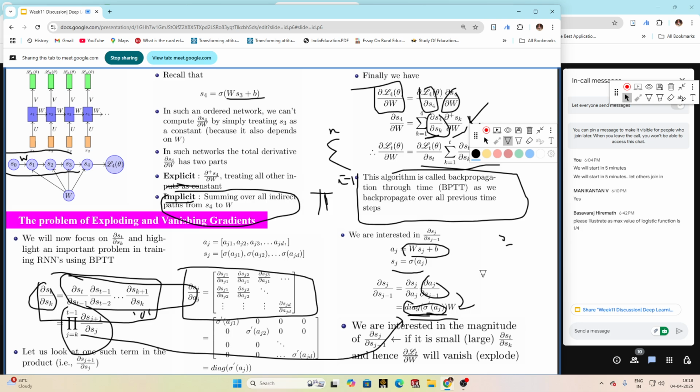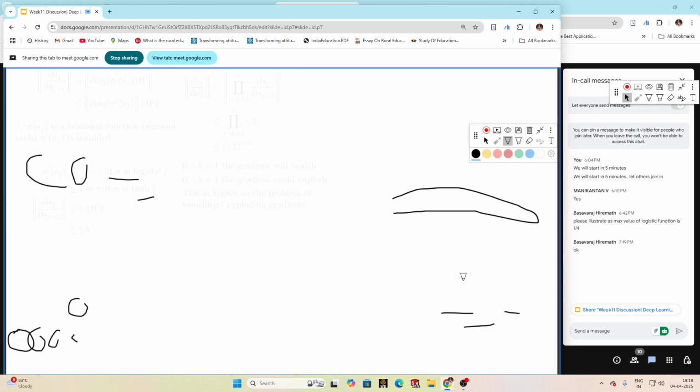So you can check your calculation, and you can refer to the backpropagation in lecture 3, where you can see how to derive the logistic function. The derivative of the logistic function comes to f(x) times 1 minus f(x), and the maximum value of f(x) times 1 minus f(x) is 1 by 4. So this you can check.